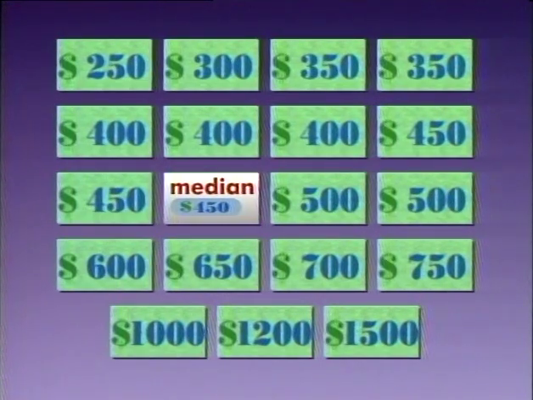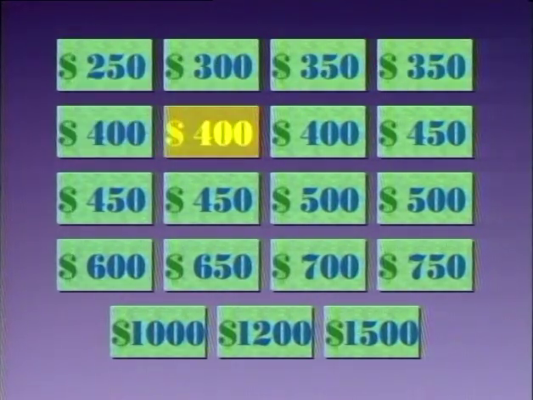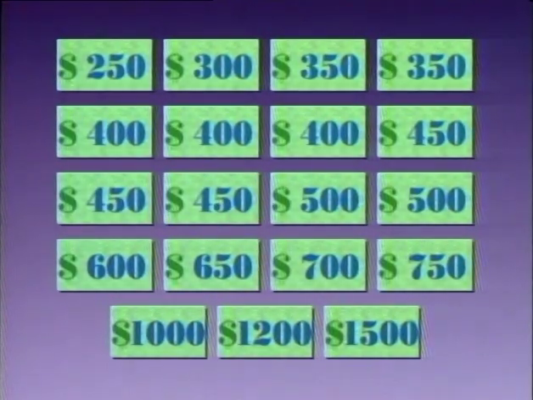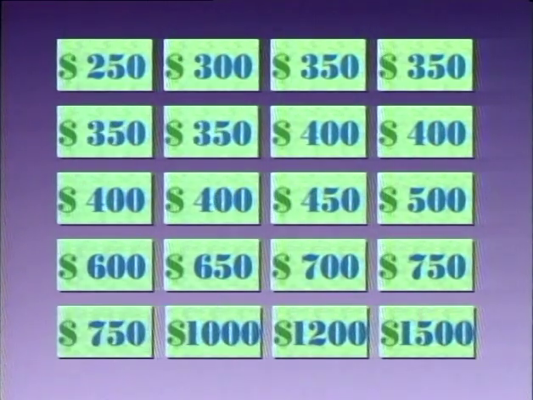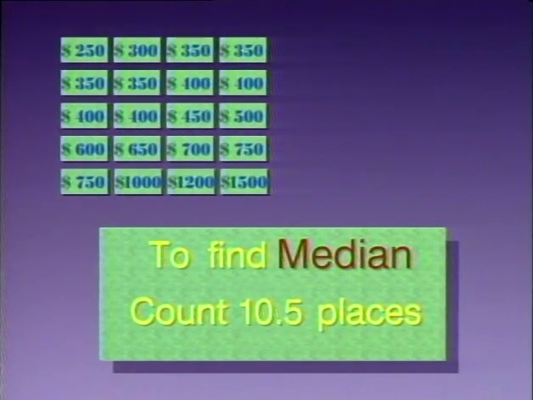Now, in this case, the total number of observations was odd, 19. That meant that when we counted up 10 places from the beginning, we landed on $450, which was our median. But what if we had an even number of observations? For instance, what if we had 20 salaries? Then n plus 1 would be 21, and 21 divided by 2 is 10 and a half.